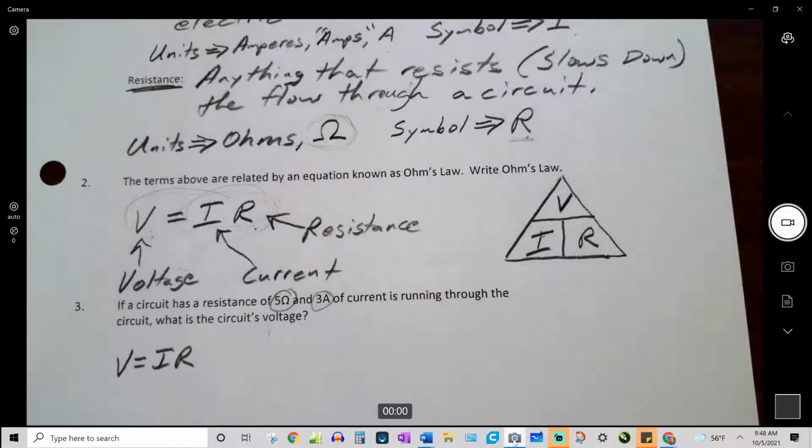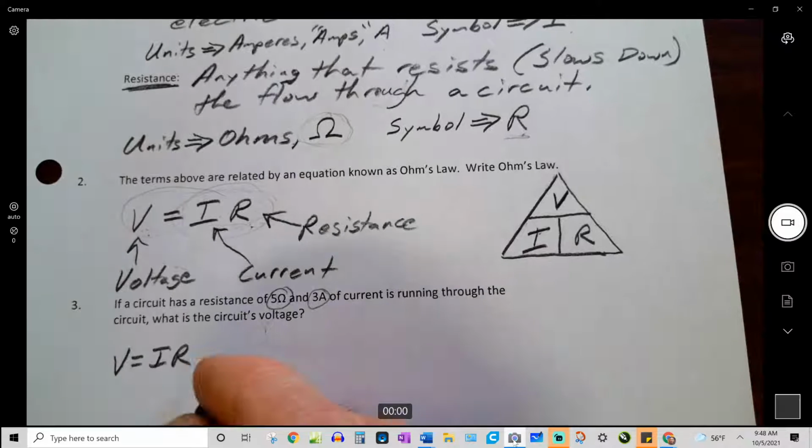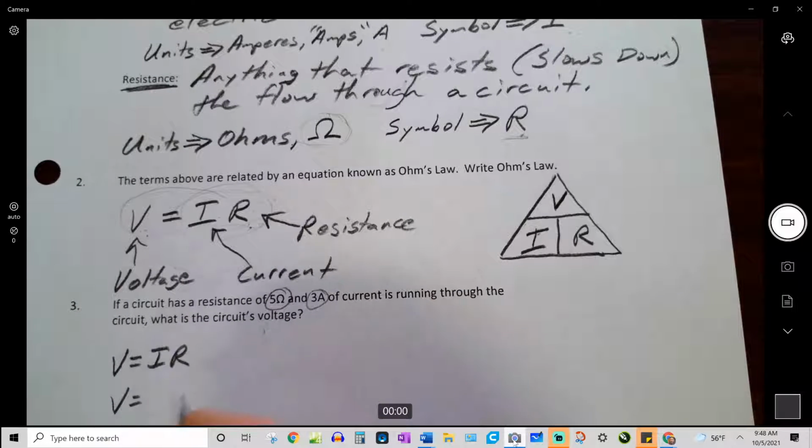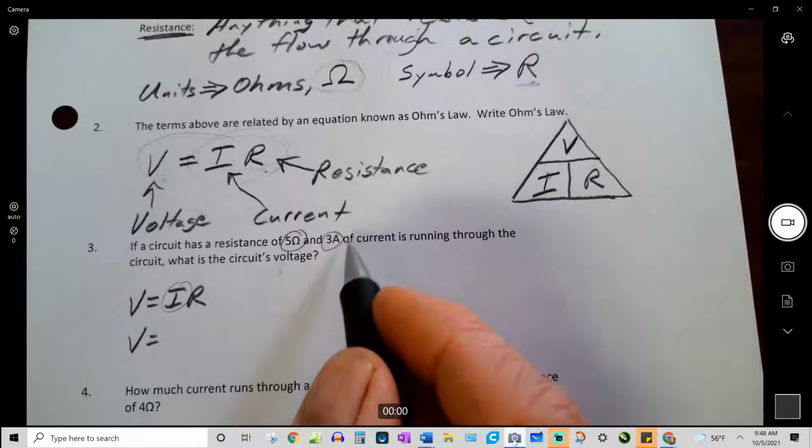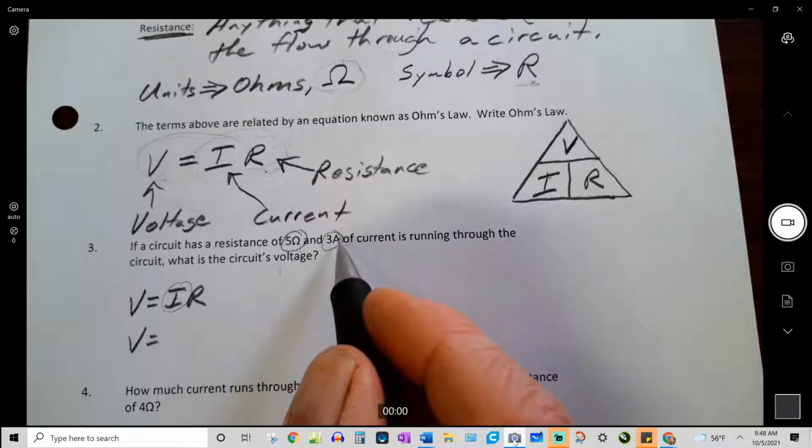Does anybody have an answer before I do it? How many volts would it take to make a 5 ohm resistance circuit have 3 amps of flow through it? 15, yeah. So V equals IR. In this case, which one of these is I? The 5 or the 3? It's amps. So current is I. Current is also amps, so it's 3 amps.